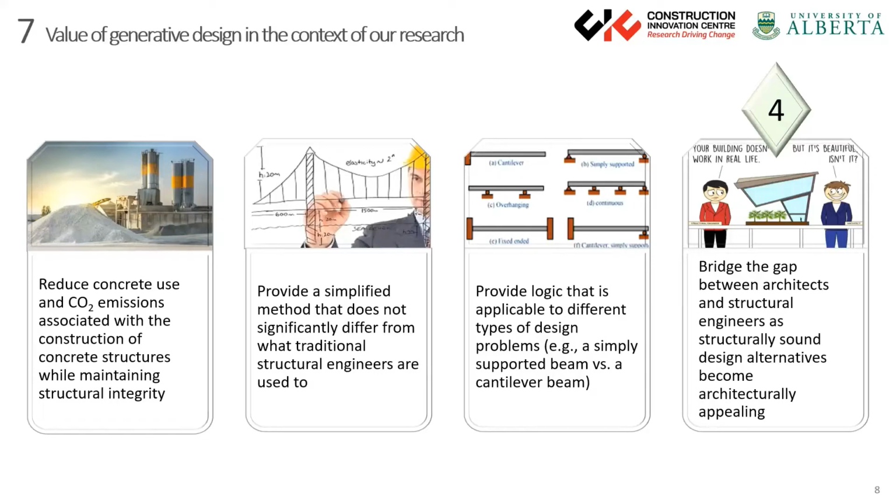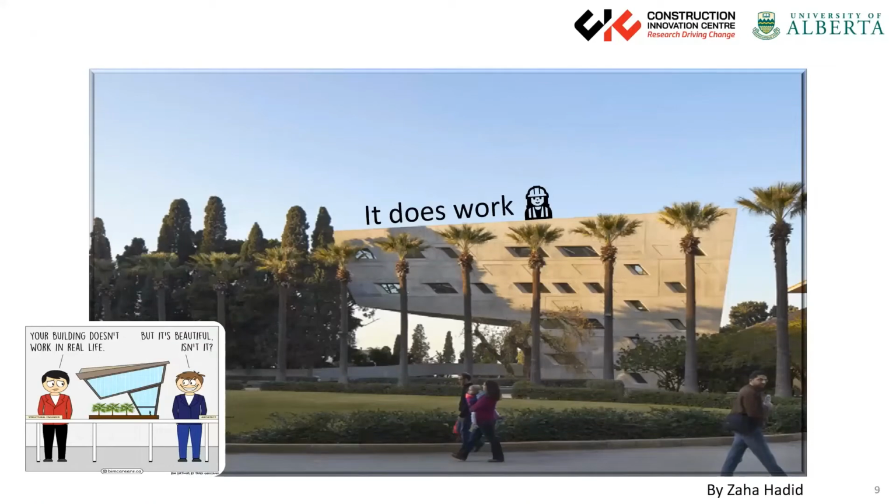And in this picture, you see the architect and the engineer are fighting as usual. The architect thinks that their designs are just beautiful, while engineers think that the architectural designs do not really work in real life. I'm going to support you architects in this particular case, and I'm going to show you that this design did work in real life. This is a building at the American University of Beirut, designed by Zaha Hadid, on another note.